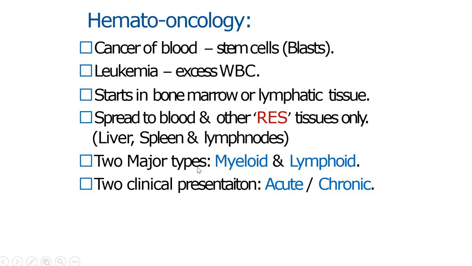There are two major types based on the cell lineage. If it arises from the myeloid lineage or the myeloblast, it is a myeloid leukemia, and if it arises from the lymphoblast or the lymphoid lineage, it is called a lymphoid leukemia. There are two clinical presentations, acute and chronic, based on chronicity. If the symptoms occur and the patient presents within 3 weeks, it is referred to as acute. Chronic means the patient may be harboring the cancer for years, but it is very indolent, and after many years the patient presents with symptoms. That is called chronic leukemia.